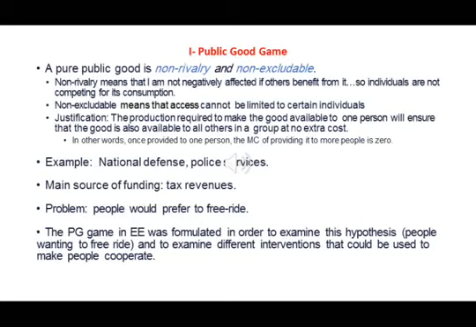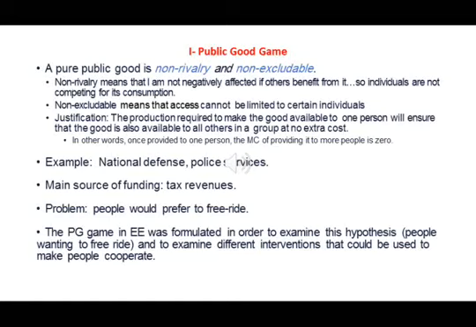What do we mean by non-rivalry? Non-rivalry means that I'm not negatively affected if others benefit from this good. So individuals are not competing for its consumption. There is no rivalry, no competition, okay, between individuals in consuming this pure public good. In other words, I will not be negatively affected if others consume this good, this pure public good. Okay? Non-excludable means that access cannot be confined or limited to certain individuals.